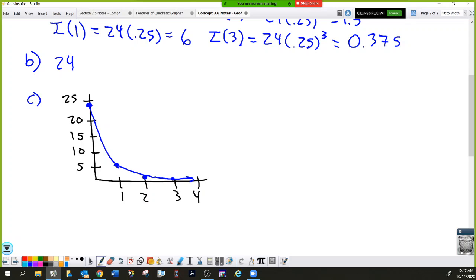But part D, we've been told to use a graph or technology to find how long it takes for the current to reach 4 amps. So here's what you're doing for part D. You're asking yourself, when would this happen? And that's what you would use the graphing calculator for.